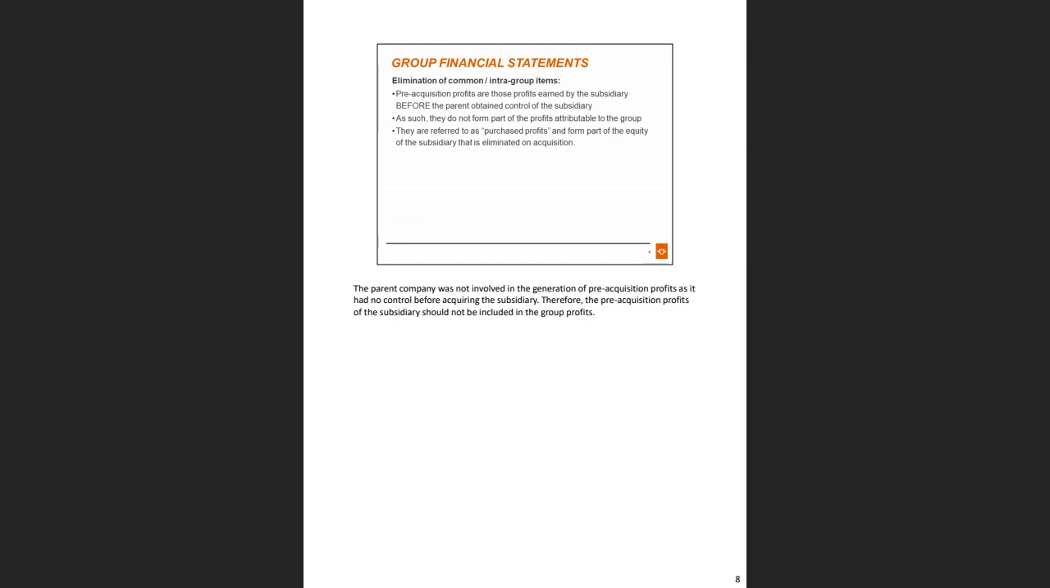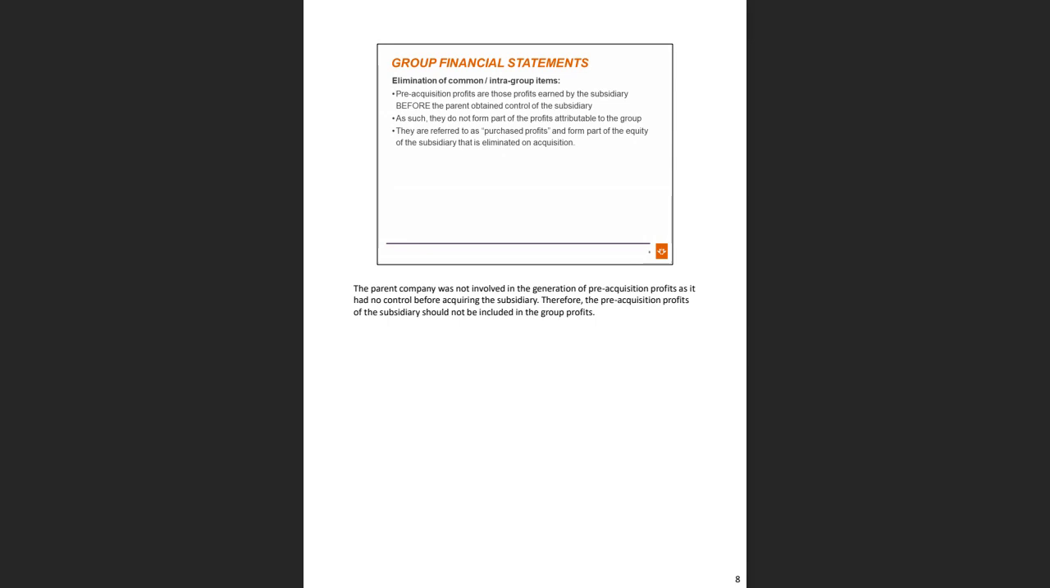Okay, so I've kind of covered this already, but I'll just repeat it. Pre-acquisition profits are profits that are earned by the subsidiary before the parent obtained control of the subsidiary. That is why they are called pre-acquisition profits. Therefore, they do not form part of the profits that are attributable to the group, okay? They are referred to as purchase profits, and they form part of the equity of a subsidiary that is eliminated on acquisition. So this is exactly what I've said.